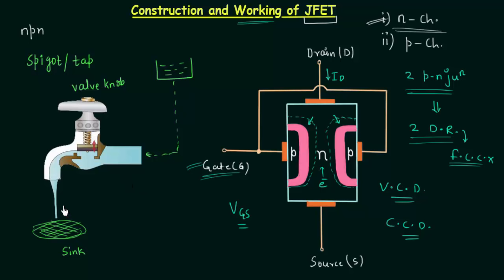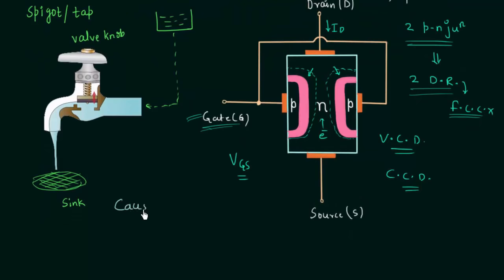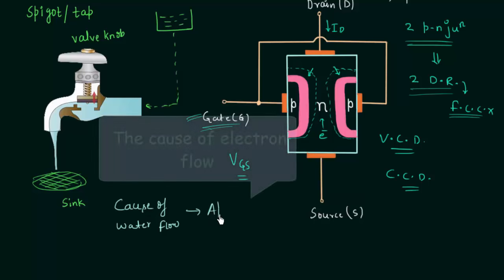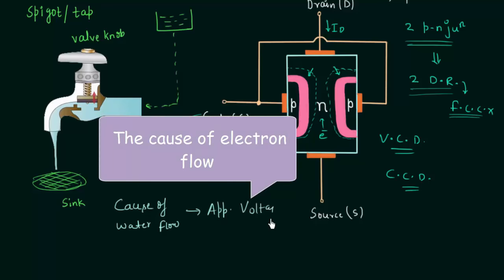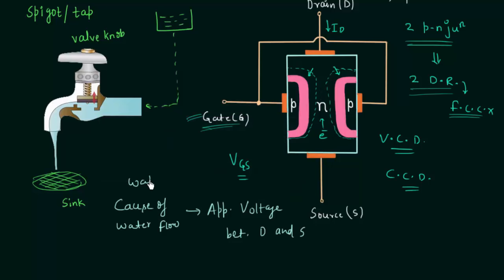Now let us try to compare the working of JFET with the working of the spigot. Water is coming out of the spigot because of potential difference. The potential of this stored water is the reason for the water coming out of the spigot. So we can say that the cause of water flow in case of the spigot is the same as the applied voltage between the drain and source. Because when you apply voltage between drain and source, the electrons in the N channel will drift, and water is the same as electrons in the N channel.